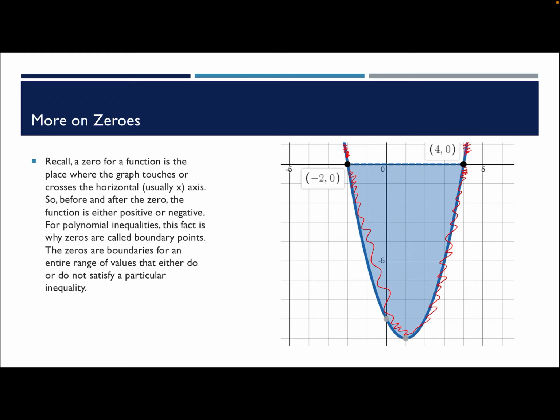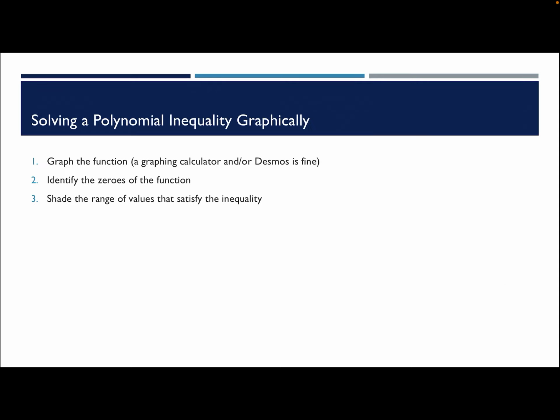And so these zeros act as boundary points for our function. And so when we make our sign chart to get our intervals for our solutions, the zeros are going to be those boundary points. The steps for solving a polynomial inequality graphically are going to be: graph the function. I highly recommend using Desmos. Then we want to identify the zeros of the function, and we want to shade the range of values that satisfy the inequality. And of course, we want to write that in interval notation. I left that out.